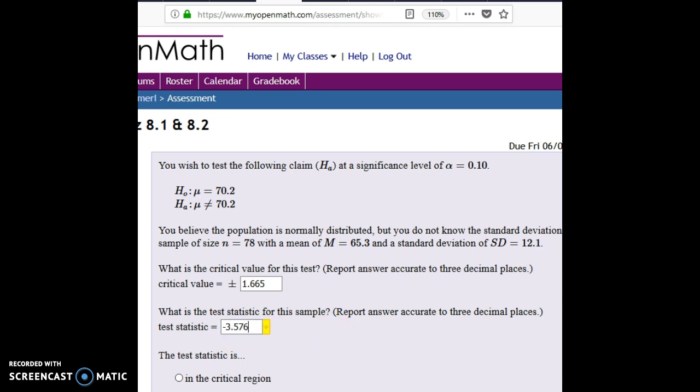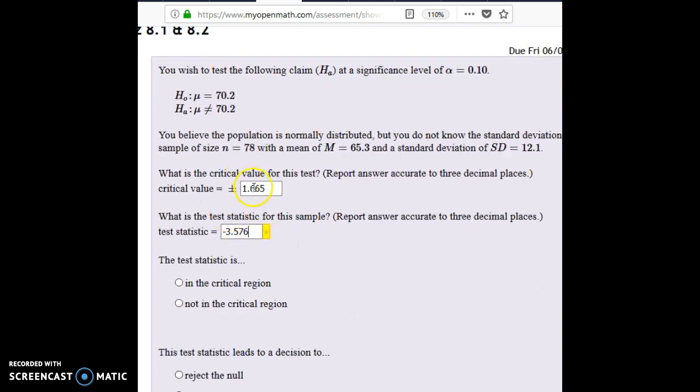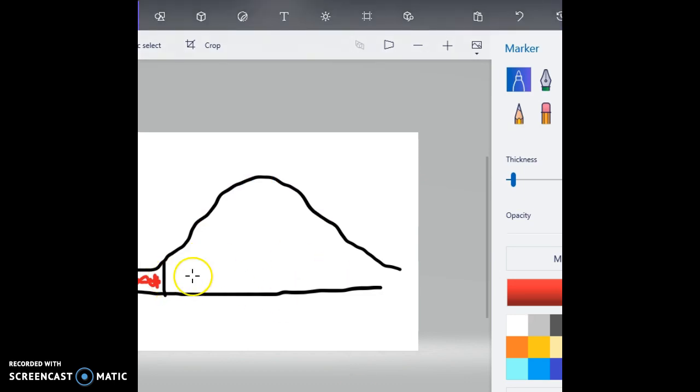All right, now let's just note our critical values, and I'm going to draw them on, very badly, on a paint chart here. 1.665 and negative 1.665 are our critical values. So I've got this picture. This one's a left-tailed test, but let me go ahead and draw a right tail on it as well.